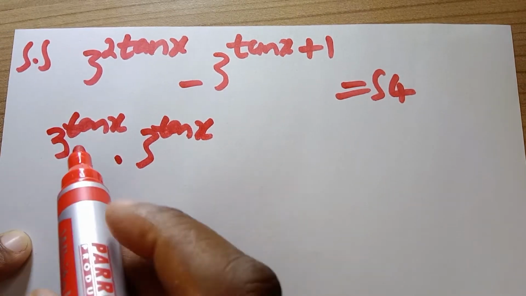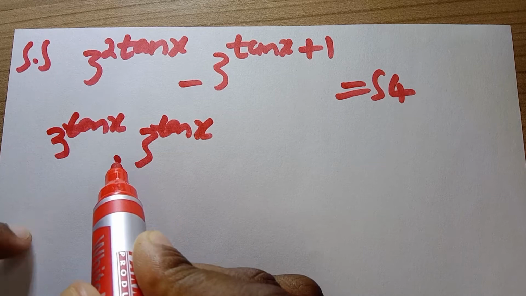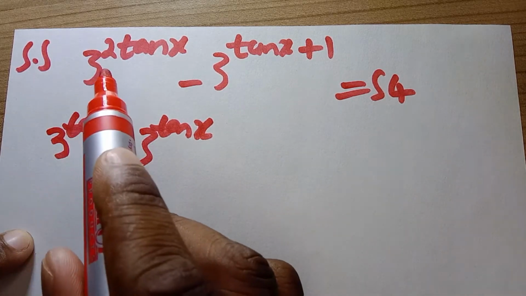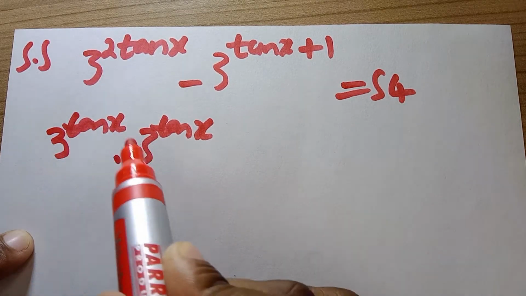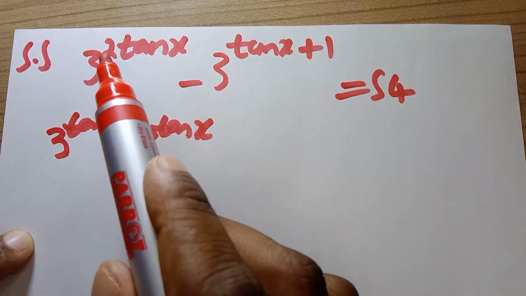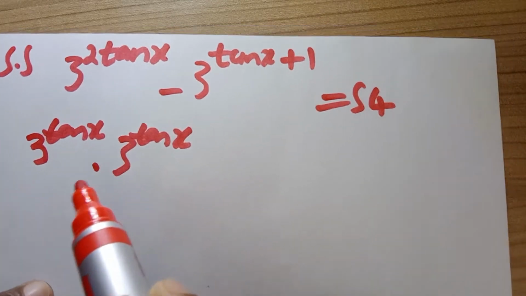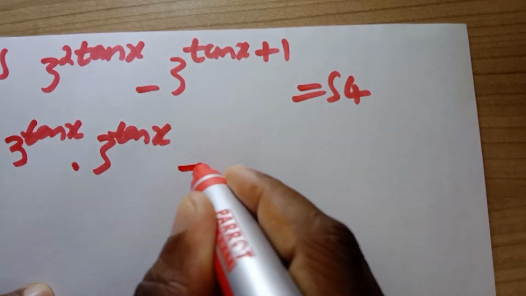Remember, when we are having the same bases which are multiplying each other, you add the exponent. When you add the exponent, you just write one base, then you add the exponent. Tan x plus tan x gives us 2 tan x. So now we are reversing, that's why we are here. Then again we come here, we do the same thing.